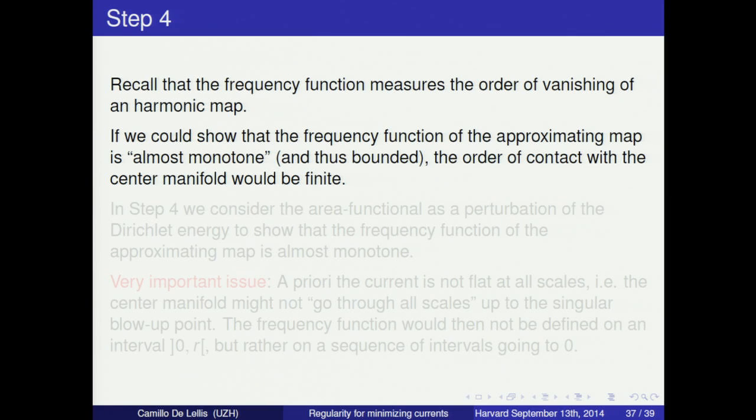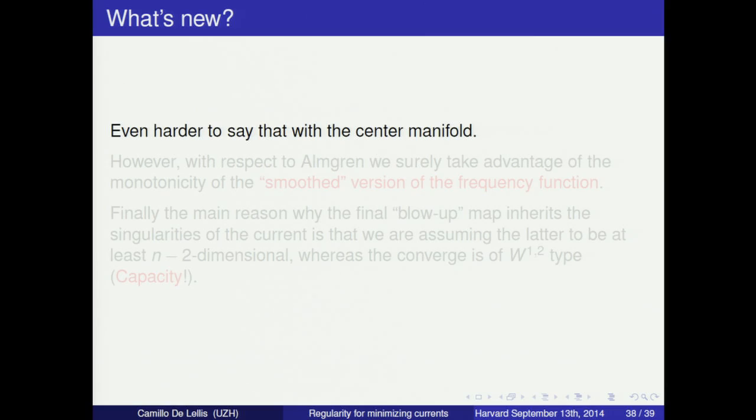So you would like to have something similar here. And what you actually are going to do is you're going to use the following fact. So you compute the frequency function for the approximating map on the center manifold. And since the approximation is almost minimal, you hope to prove that the frequency function is almost monotone. And out of this almost monotonicity, you hope actually to get an upper bound. And once you get an upper bound, you have actually controlled the order of contact, and you can carry on your blow-up argument.